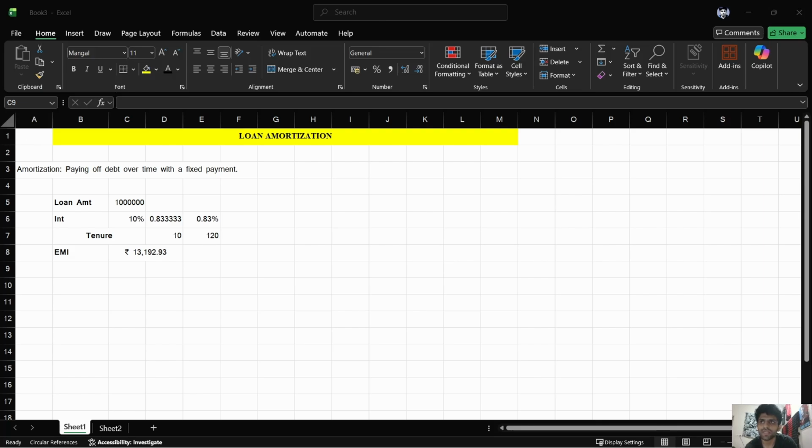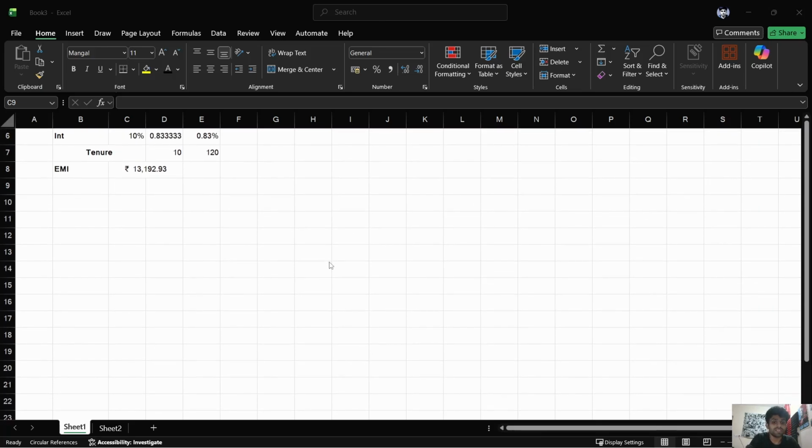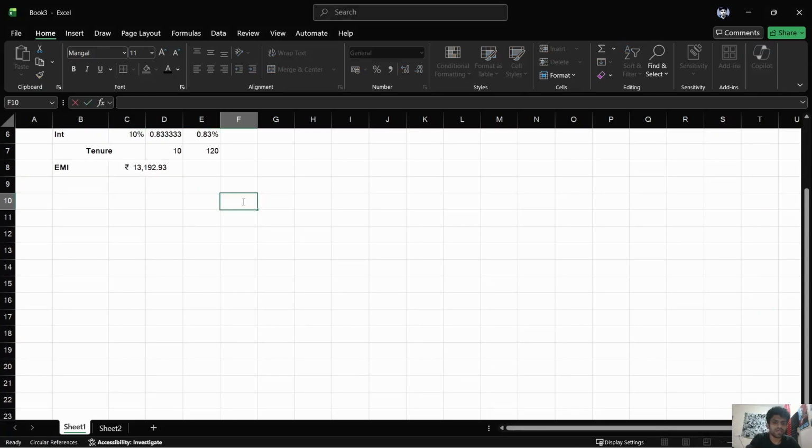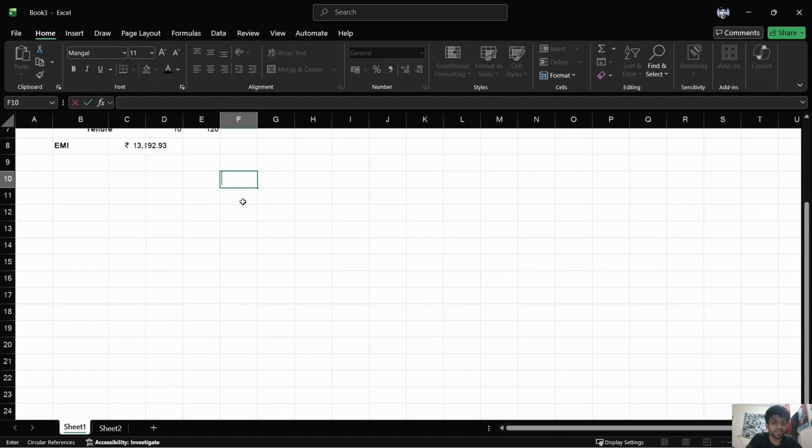So as we can see, we have to pay about 13,192.93 rupees as the monthly EMI. Now we'll create a proper schedule where we can see, for exactly 120 months, what is the exact breakup of the principal, the interest, and what would be the balance at the end of the month.